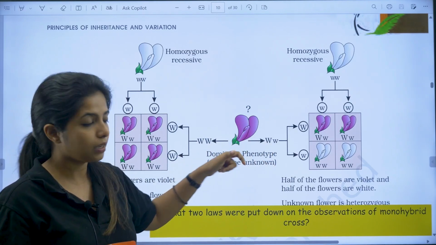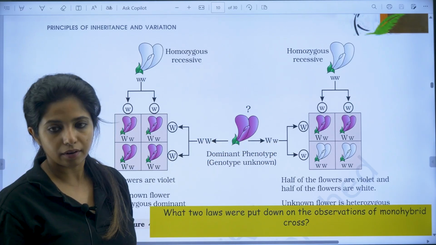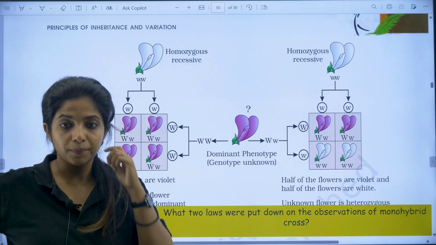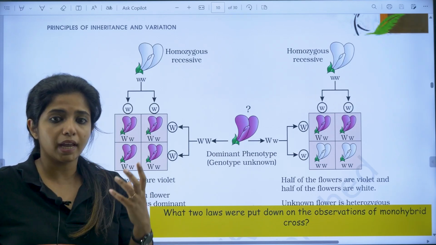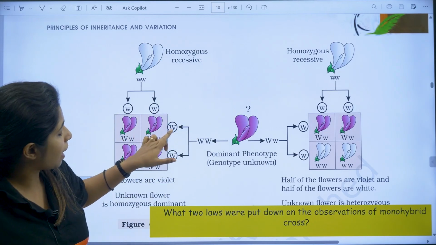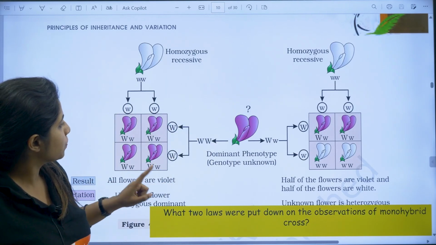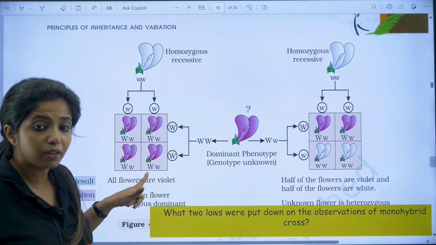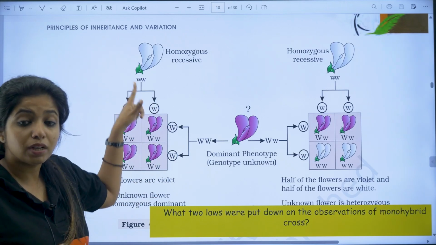Either way it will be violet only, because this will be dominating over the other one, right? So either way it will be capital W only. So basically what can I do? I can fuse it with a recessive parent, and that is exactly what I am doing. So I have capital W, small w, small w. In that case, all of the flowers which would be coming, this is just test cross. This is known as test cross.